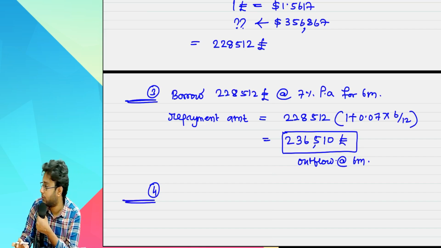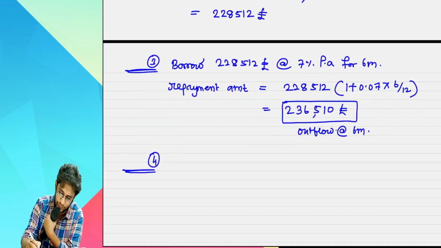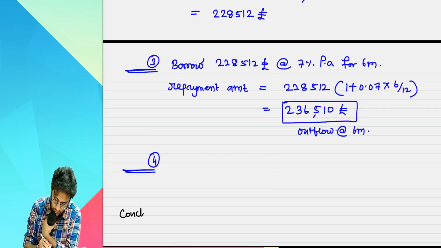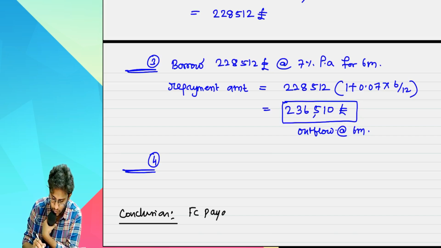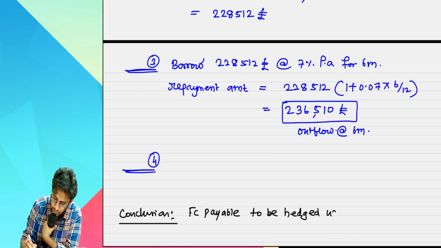Step number 4, you write. I'll write the final conclusion: FC payable to be hedged using option contracts.